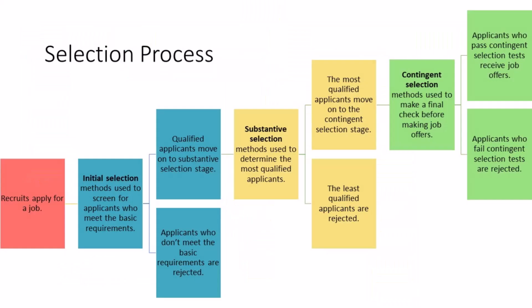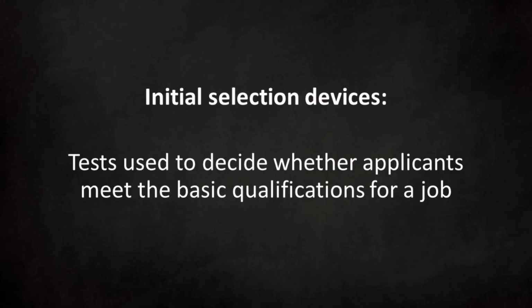The selection process begins when recruits apply to a job. Initial selection devices are used to make preliminary rough cuts and decide whether the applicants meet the basic qualifications. Examples of these screening tools include application forms and background checks. You'll learn more about both of these tests in the rest of this video.